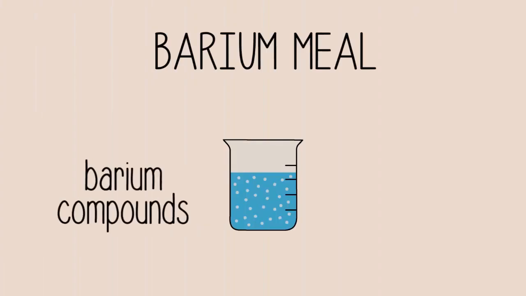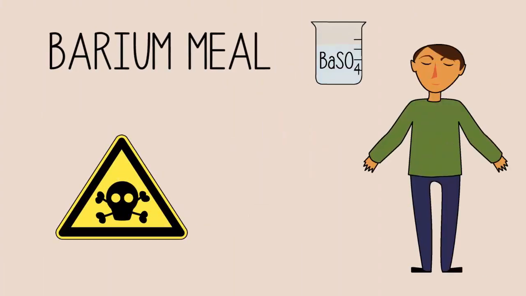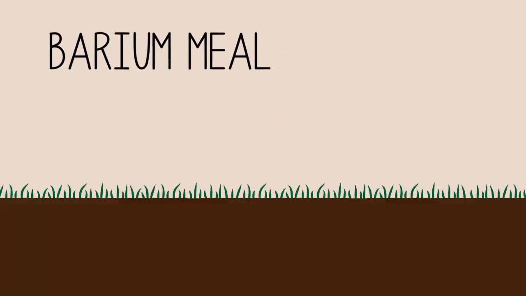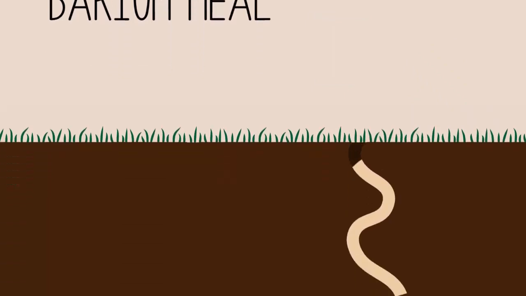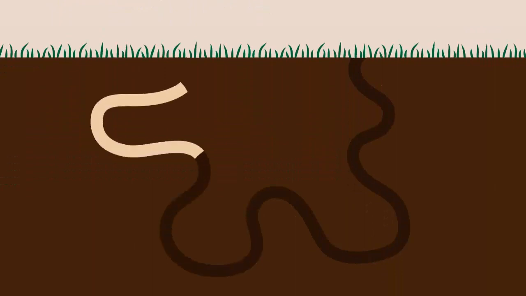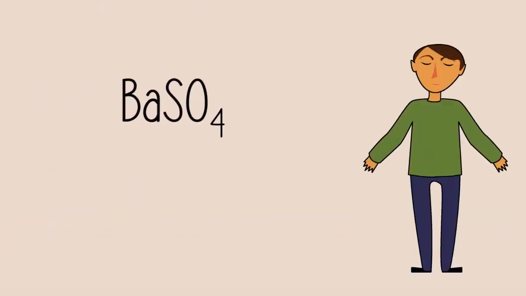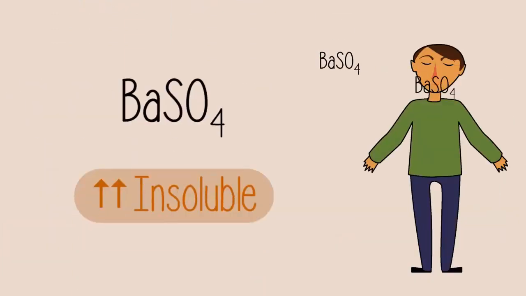Most barium compounds are highly toxic. However, the ingested barium meal can safely pass through your body without being absorbed. The barium meal is a bit like a worm crawling through the soil. The worm, like the barium meal, is not absorbed by the soil and passes through intact. When it comes out of the soil, the worm is still a worm. Since the barium sulfate is highly insoluble, it is not absorbed by your body.